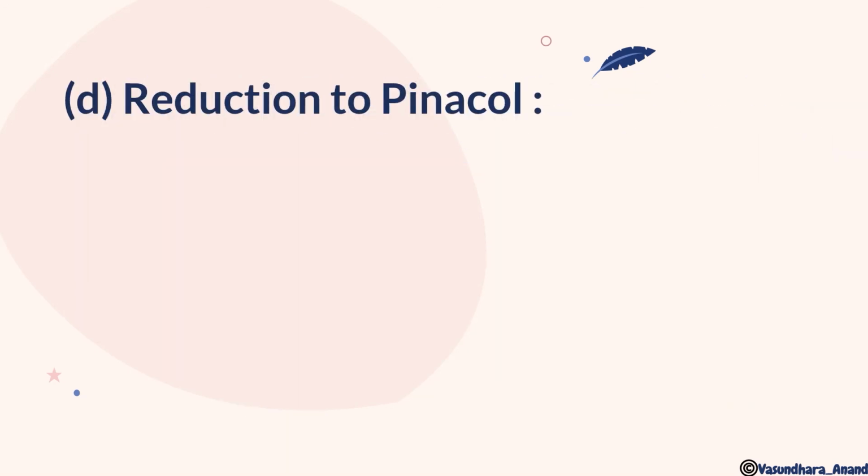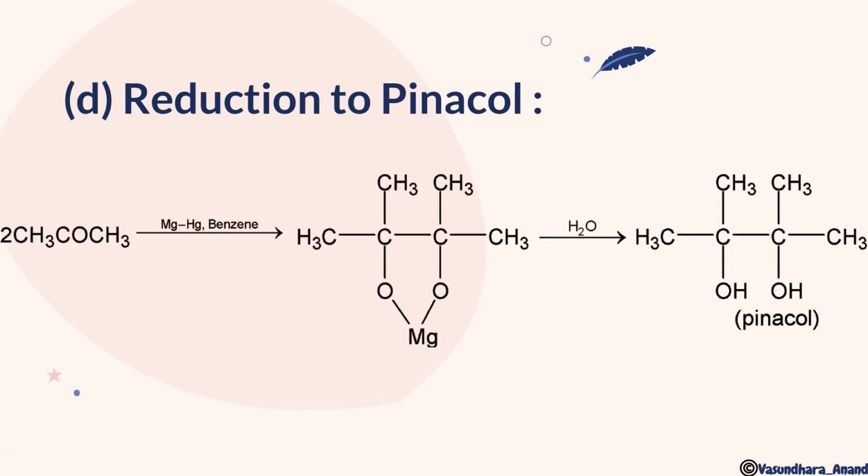Now, reduction to pinacol. So what is this pinacol? I have explained about this pinacol. Pinacol is a vicinal diol, and there will be CH3 groups there. That means the carbons should be tertiary carbons bearing OH groups. There should be two adjacent tertiary carbons having OH groups; then it is called pinacol. So this is acetone, and when it reacts with amalgamated magnesium in the presence of benzene, it will give you a complex like this, and when it is followed by hydrolysis, it will give you pinacol.